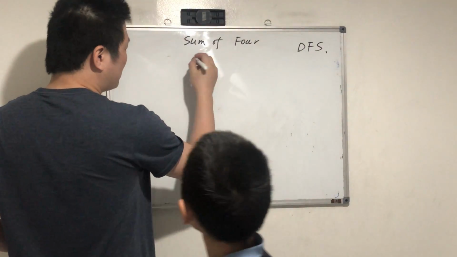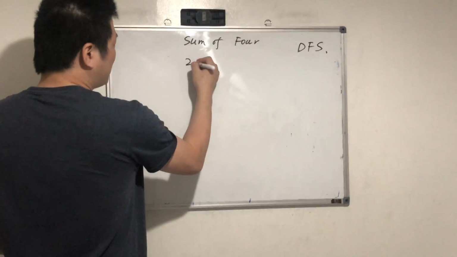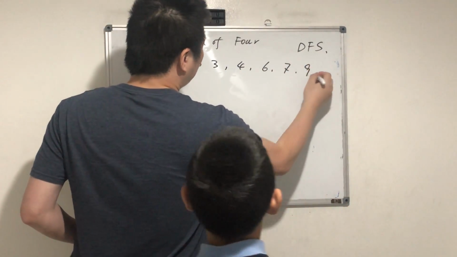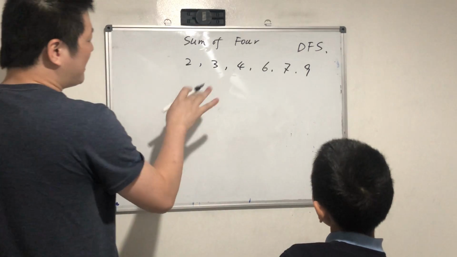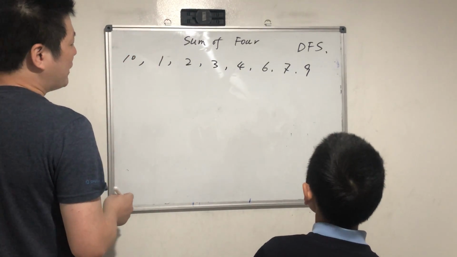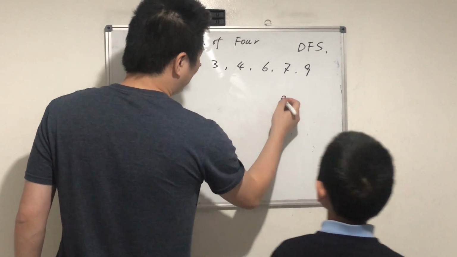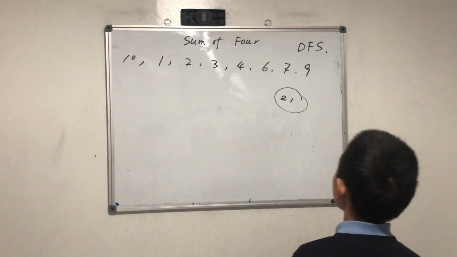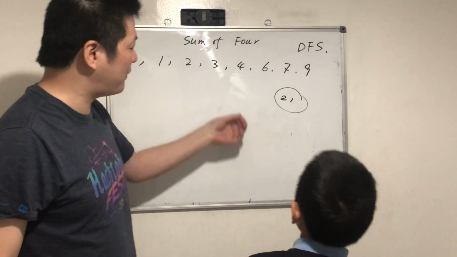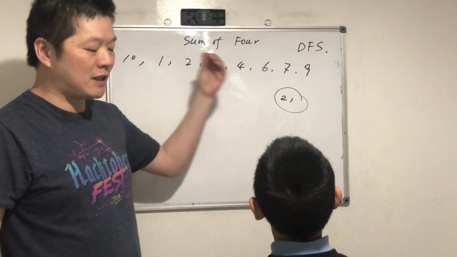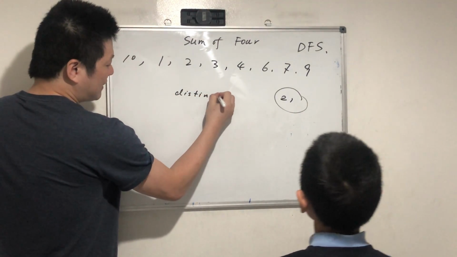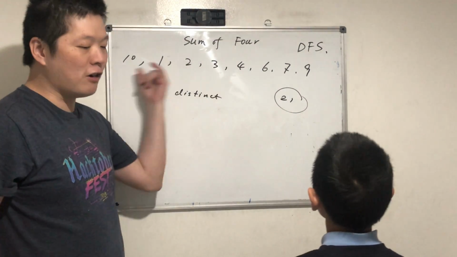So let's pick numbers: 2, 3, 4, 6, 7, 9. Let's see if any numbers can add up to, let's say, 21. We want to find 21. If there are any 4 numbers adding to 21, you just need to tell me if it's true or false. That's true if you can find 4 distinct, unique numbers.